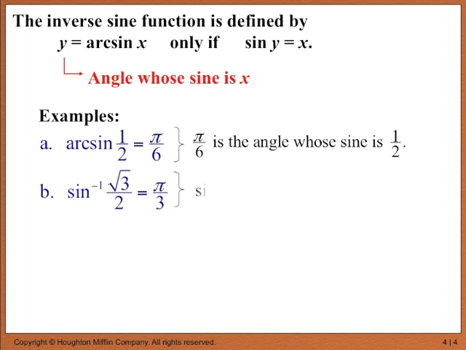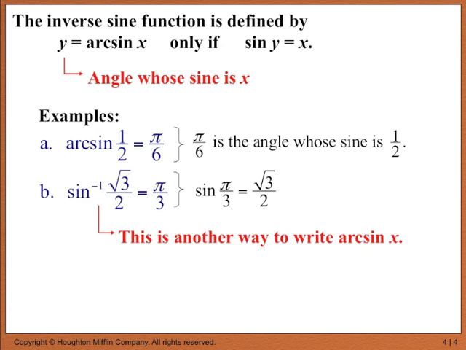Inverse sine of root 3 over 2 equals pi over 3 because sine of pi over 3 equals root 3 over 2. By the way, that little -1 is not an exponent. It's just a symbol for inverse, just as we saw in chapter 1 when we were doing inverse functions.